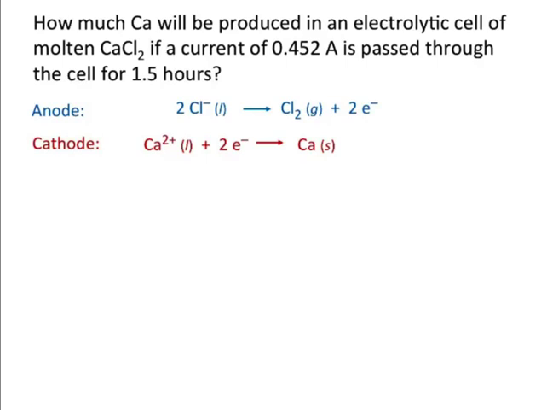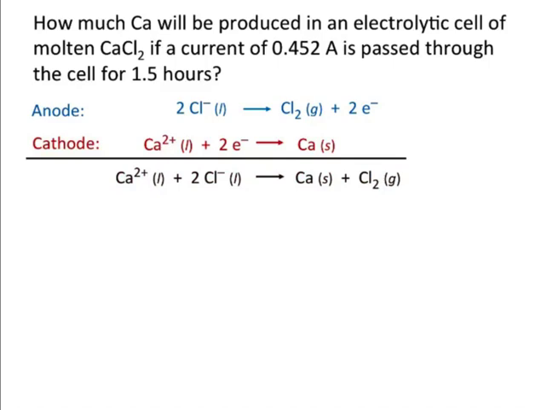You don't actually need this to do the problem, but I want to show it. At your anode, you have the chloride ions going to chlorine gas. At your cathode, the calcium ions are turning into solid calcium. This is the one we want, but you need both because it's a redox reaction, so you need both parts. Your overall reaction looks like this. And the calcium and chloride are not aqueous because this is crazy hot and you actually have liquid calcium chloride.